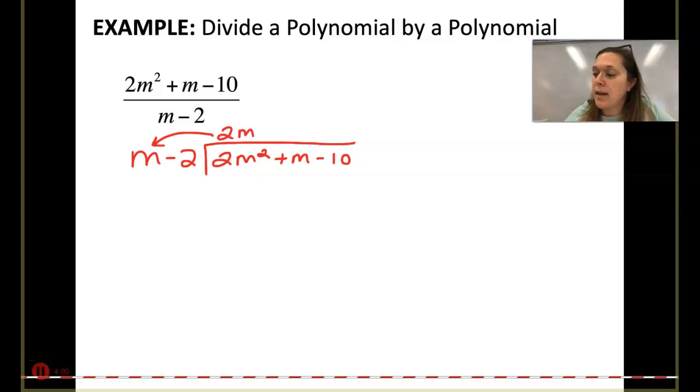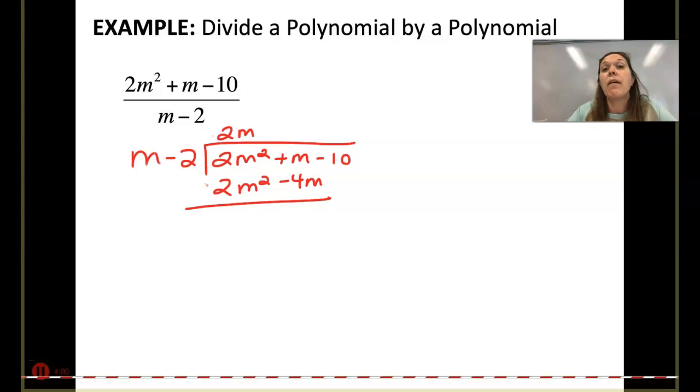And then I'm going to multiply my 2m times m and write that product down here. So that's going to get me 2m squared. Then I'm going to multiply my 2m times my negative 2 and write that product directly behind. So that gets me negative 4m.